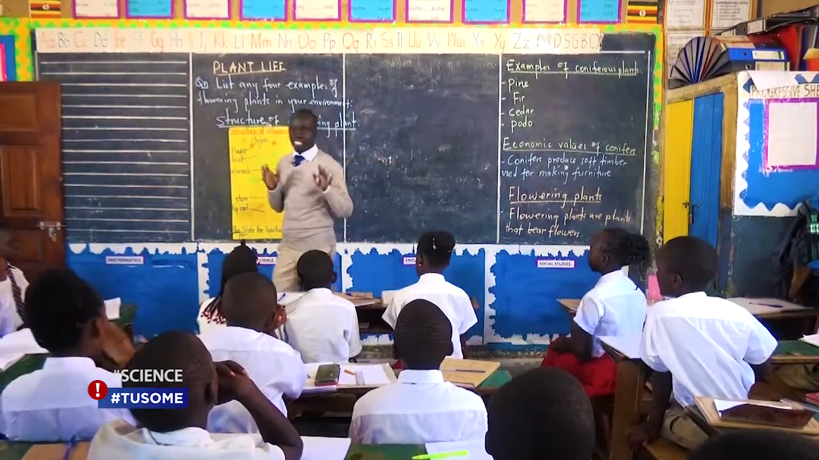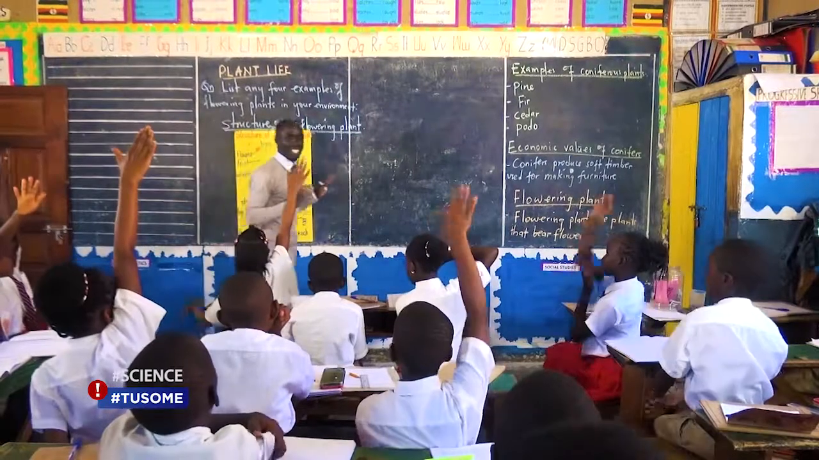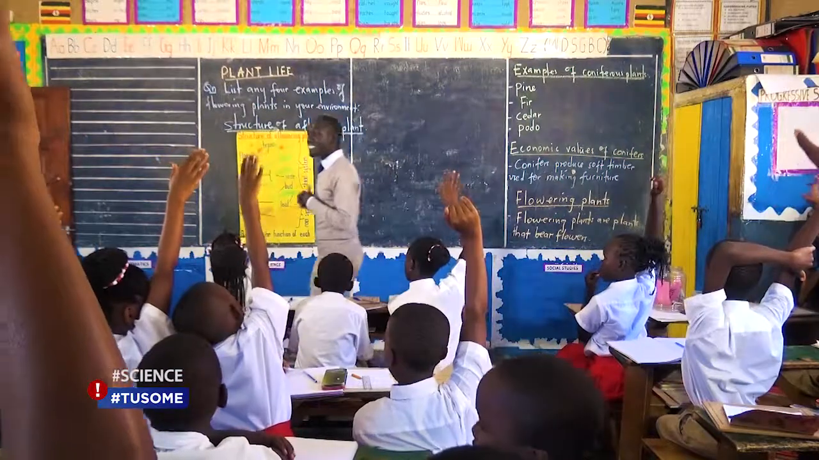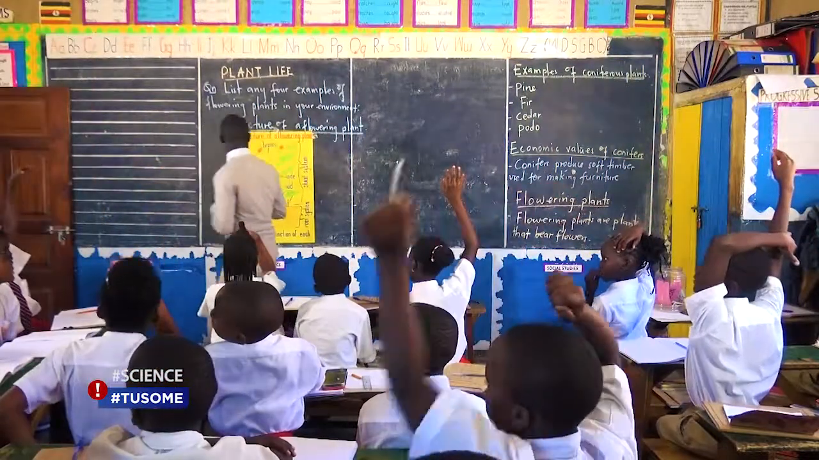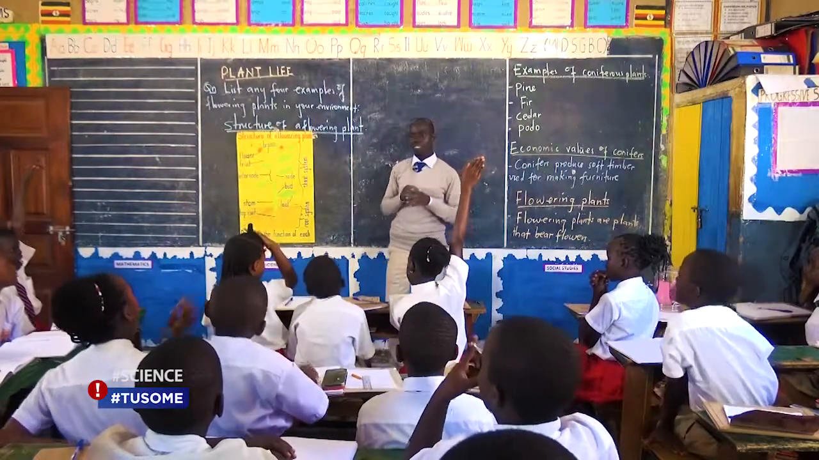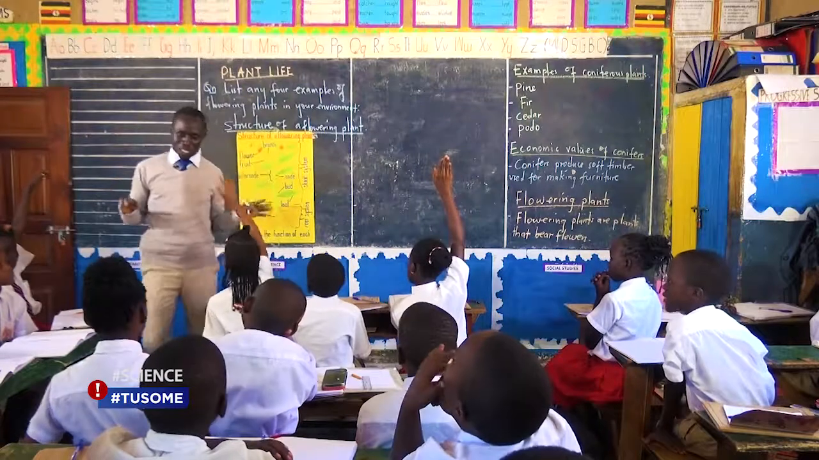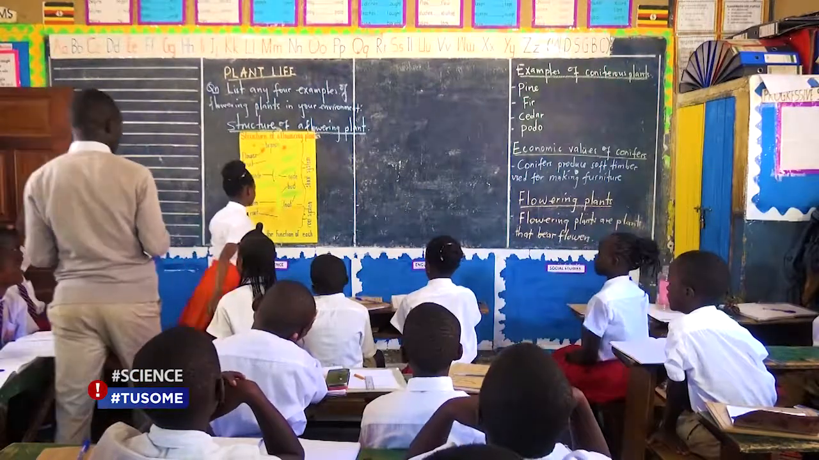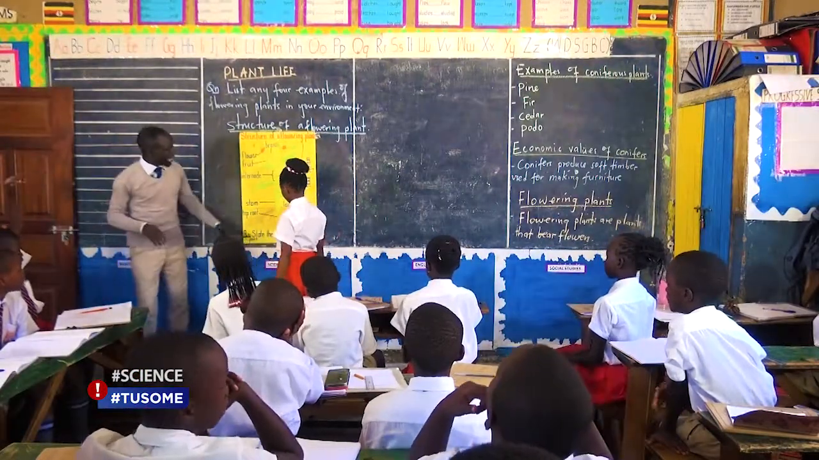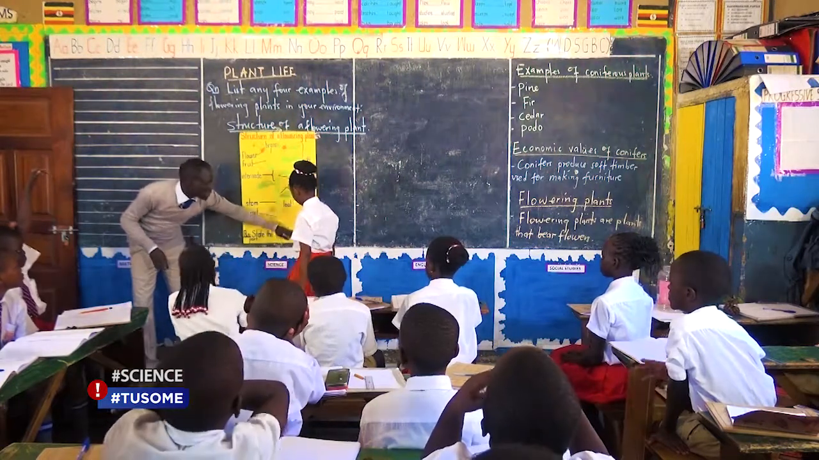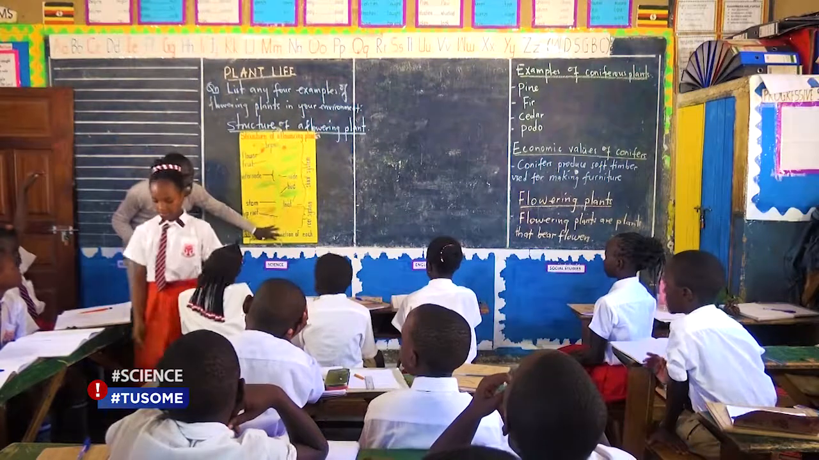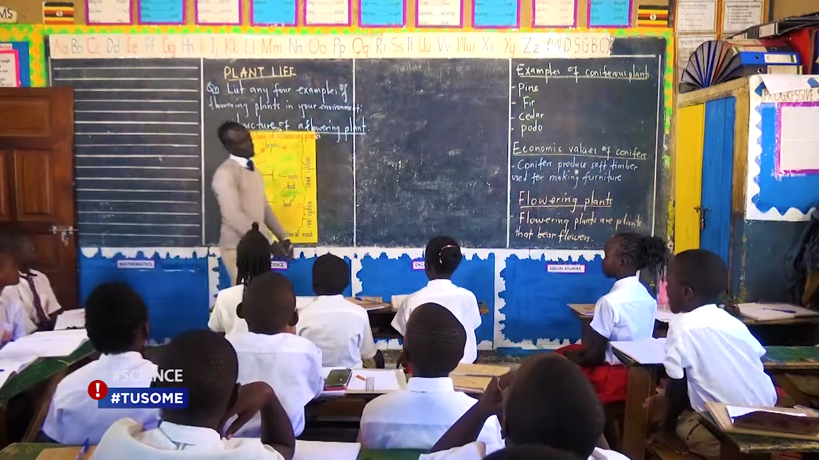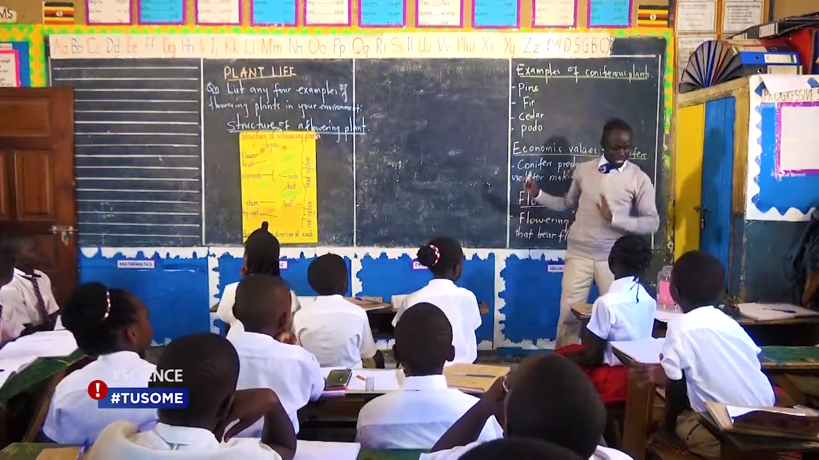Let's go to the next system of flowering plants. Yes, my friend. We have what is called the root system. Root what? System. Come and touch for us where it begins and where it ends. It begins from where the soil starts, going downward. The part of a plant that is in the soil is called the root system.